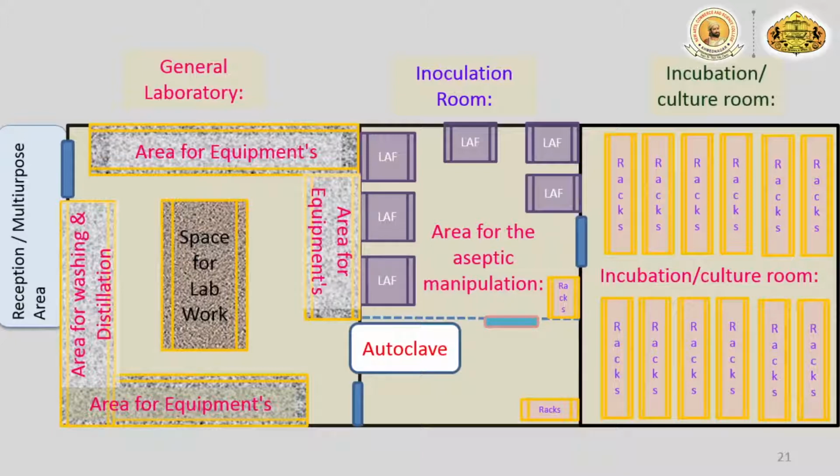Another thing: on the media you are going to inoculate that plant material, and the media needs to be sterilized. So it is preferred that the autoclave is connected, so that you can put your media into the autoclave from the general laboratory and take it out in the inoculation room. That will be the ideal. Such a type of room should be there. In this room, we are going to transfer the plant material onto the media.